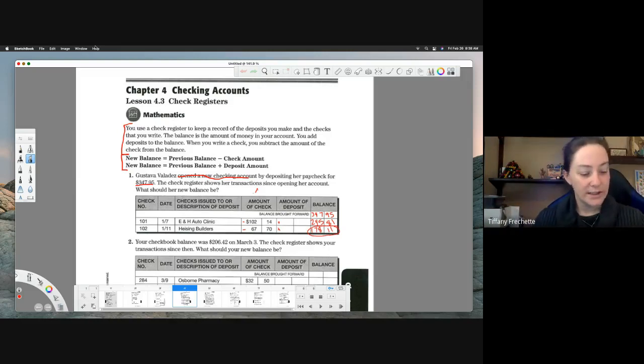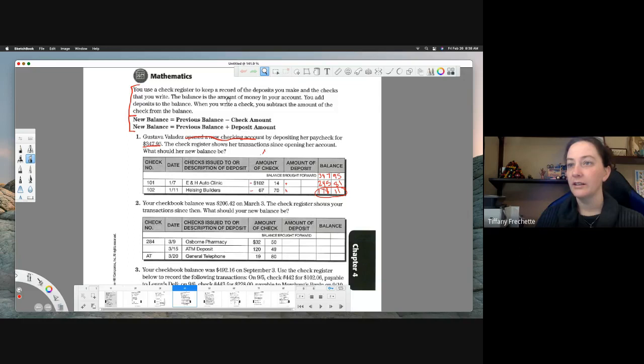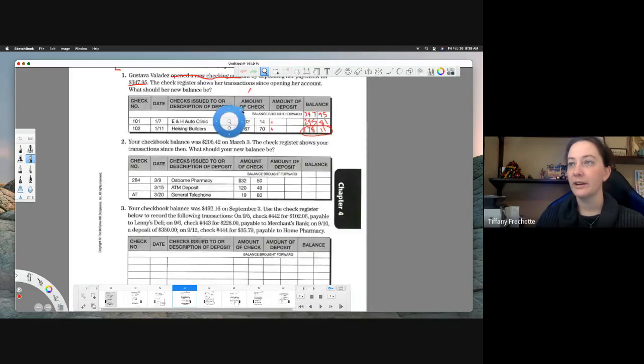All right, so going down the rest of this lesson, you're doing the same thing. You're just filling in the amounts. They're giving them to you on number 2, same way they did on number 1 here. They have them written in here. You just have to write in the balance that they give you up here, and then subtract the check amounts.